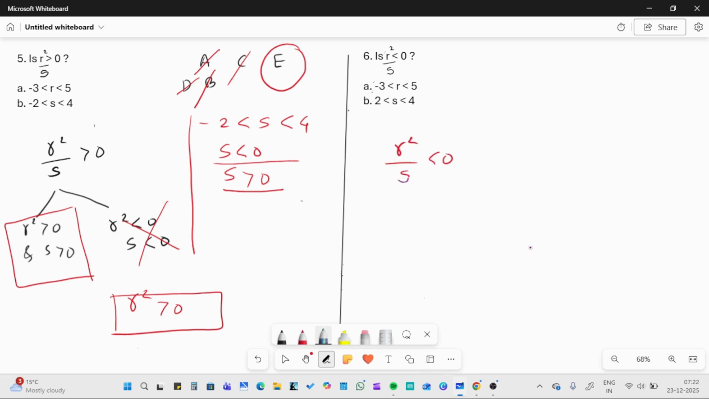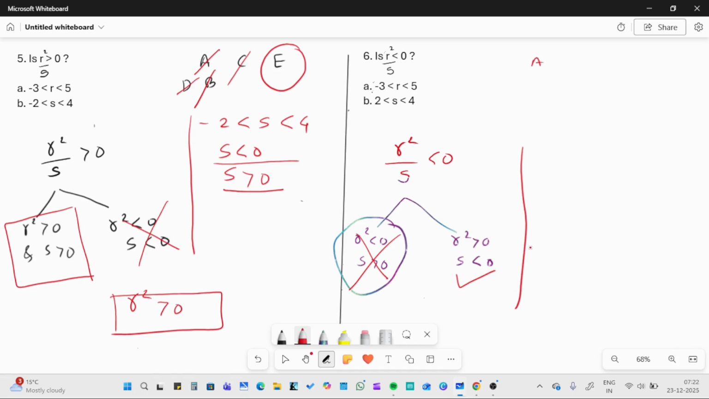The given fraction can be negative in two cases. First, if r square is negative and s is positive, or r square is positive and s is negative. But is this first possibility true? Can we consider this? No, because the square of a number can never be negative. So that means we will have to stick to only this possibility, when r square is positive and s has to be negative. That means again here the sign of s defines whether the given fraction is going to be positive or negative. So again, let me write down the 5 options here: A, B, D, C, E.